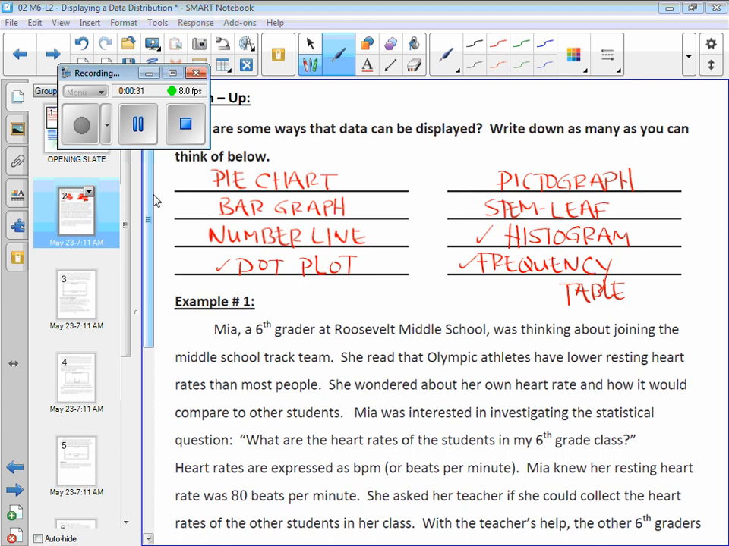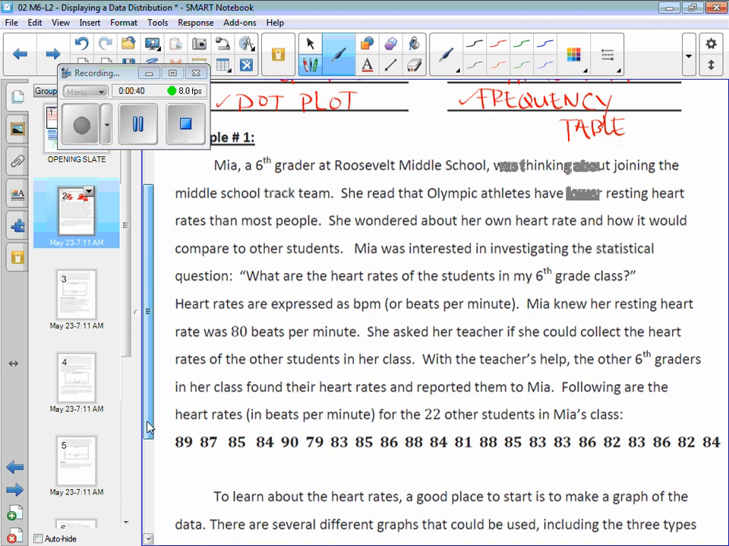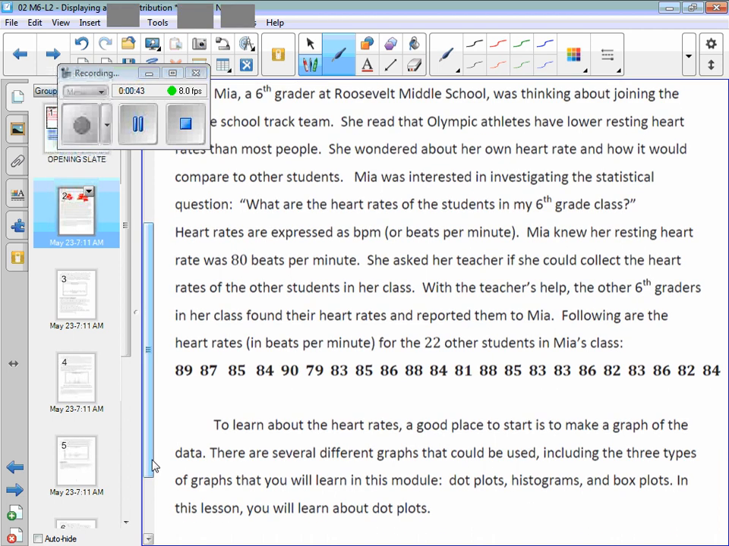Heart rates are expressed as beats per minute, or BPM. Mia knew that her resting heart rate was 80 beats per minute. She asked her teacher if she could collect the heart rates of the other students in her class. With the teacher's help, the other sixth graders in her class found their heart rates and reported them to Mia.